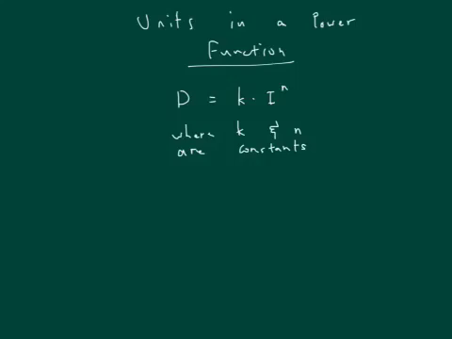The first one is easy. This constant n is always just a number that has no units. The power n has no units. So n has no units. And the reason it has no units is because exponents can't have units.